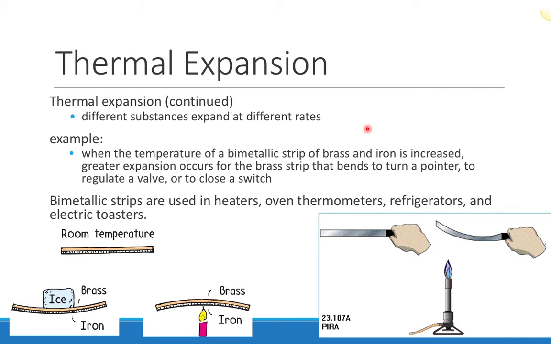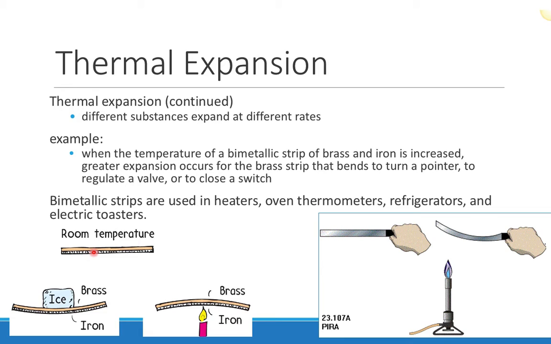It turns out that when we look at objects that expand when their temperature rises, it does depend on what the substance is made of. Different substances expand at different rates. This is a picture of something called a bimetallic strip, which is made of brass and iron. When the temperature is increased, a greater expansion occurs for the brass strip compared to the iron strip. Here's the bimetallic strip at room temperature, and it's basically made of these two different metals put together.